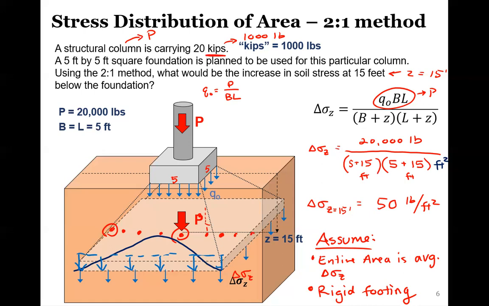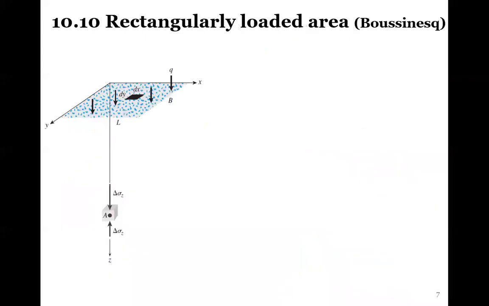All right, so 2-to-1 method. There'll be more examples for this and everything. But let's say instead of finding the average delta sigma z, we need to be a little bit more accurate and more pinpoint something underneath a discrete area. So what this was first derived as is a rectangular loaded area. Again, this is going back to Boussinesq. But the way the math checks out is that this is easier to derive under the corner of an area.